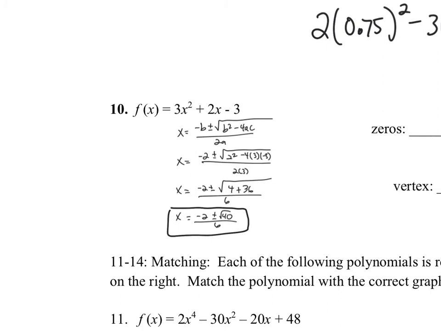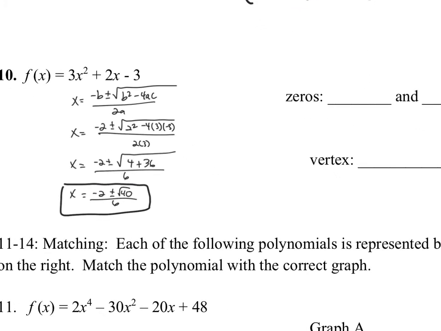But that doesn't really help us on the graph. So I'm going to plug those into my calculator. And when I do that, I get x is approximately equal to what? All I'm doing is plugging in negative 2 plus square root of 40, and then divide that by 6, and then negative 2 minus square root of 40, hit enter, and then divide that by 6. So I type that in my calculator, and here's what I get: 0.72 and negative 1.39.